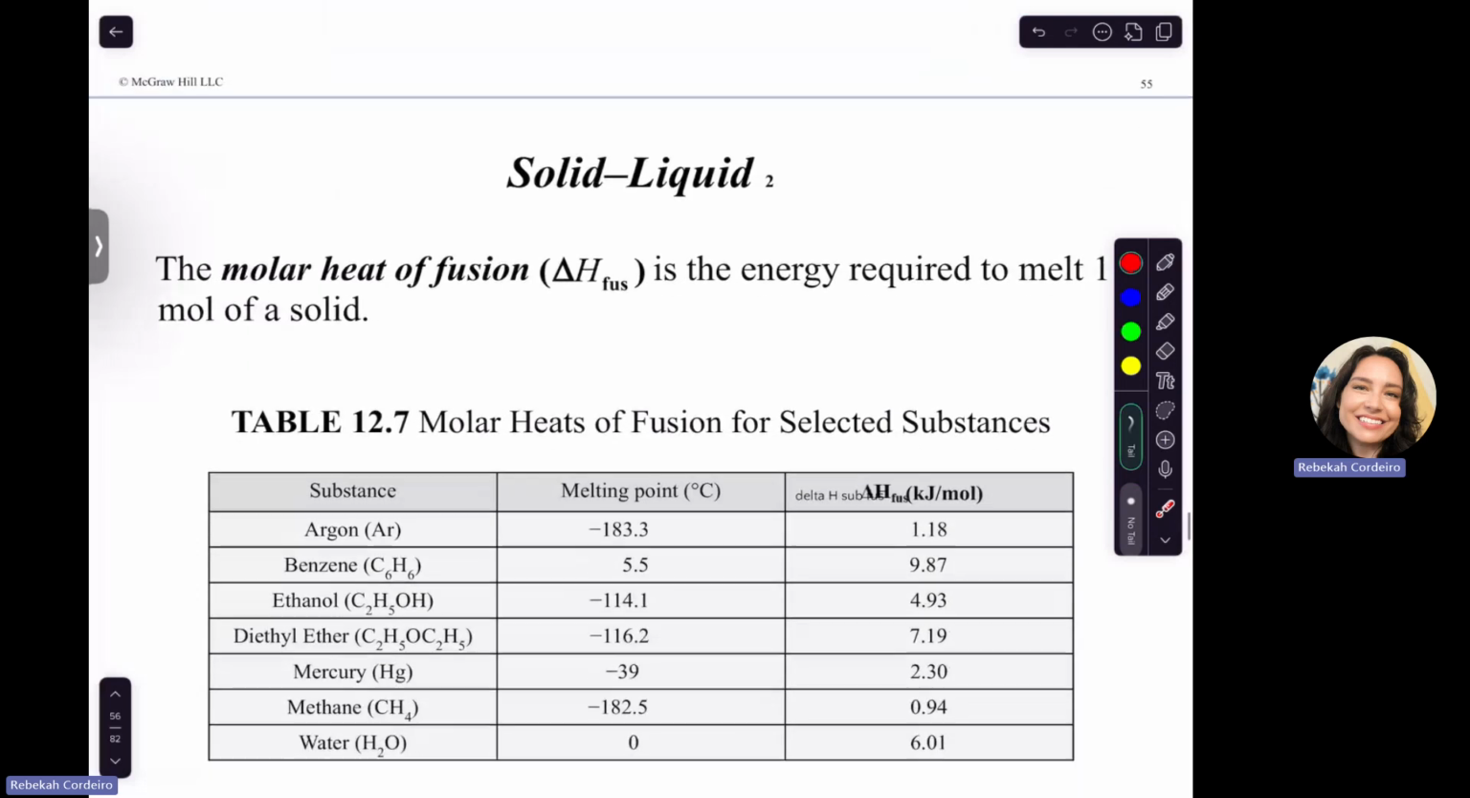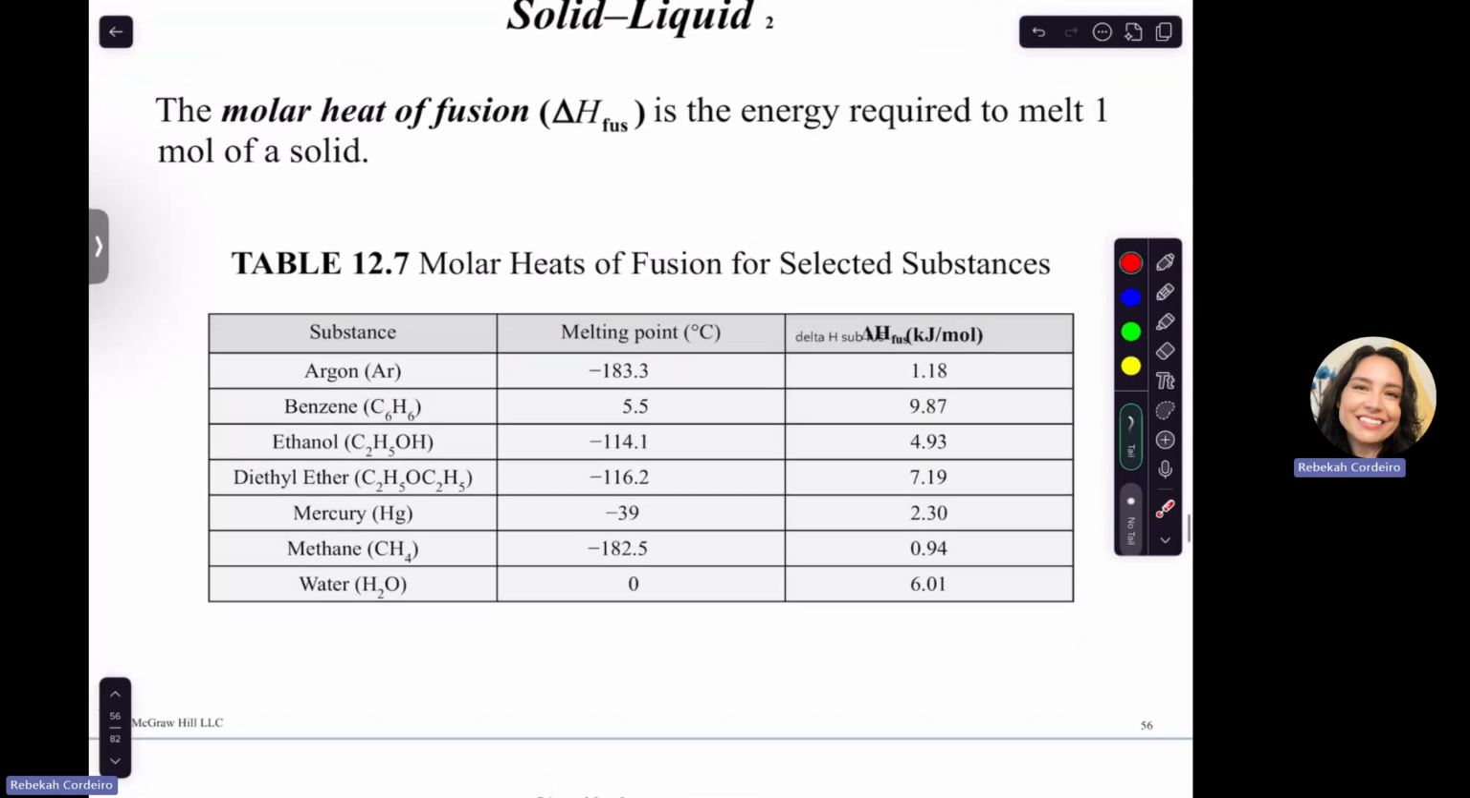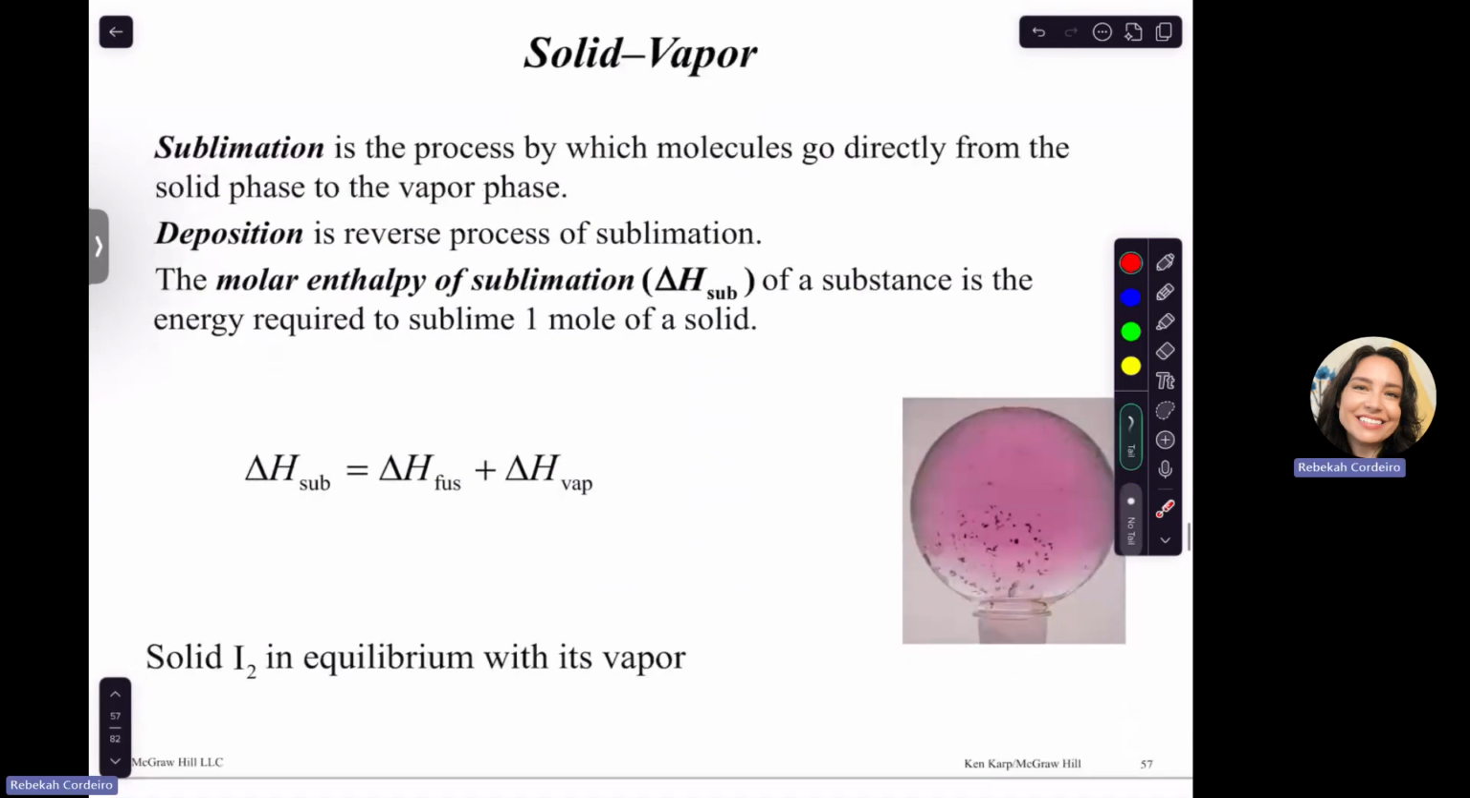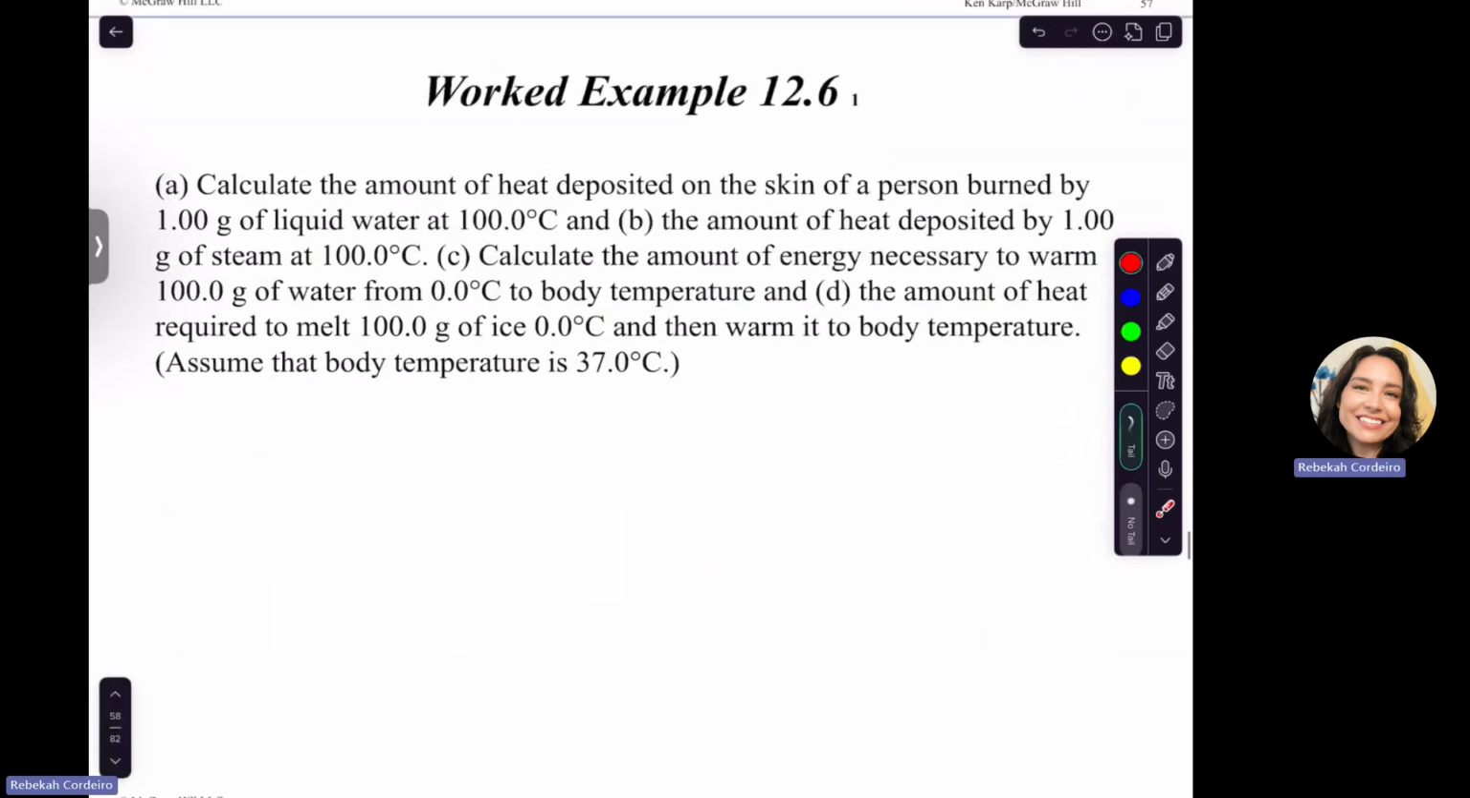So the heat of fusion is the energy needed to melt a mole of solid. We can look at the melting points and the heats of fusion for these substances as well. And then you have, of course, sublimation and deposition. The enthalpy of sublimation would be one mole of a solid turning into its gas. So sublimation would be the same as the fusion plus the vaporization all in one step. So we could figure out the enthalpy of sublimation by using Hess's law and applying both of those. So why don't you try this example?